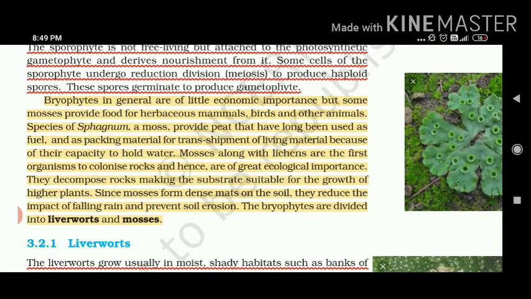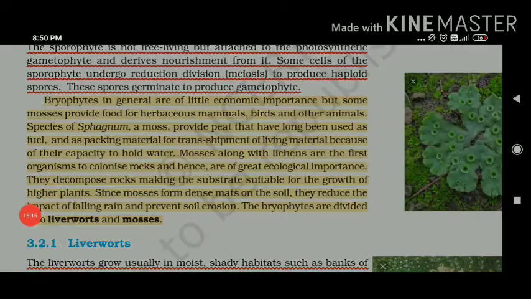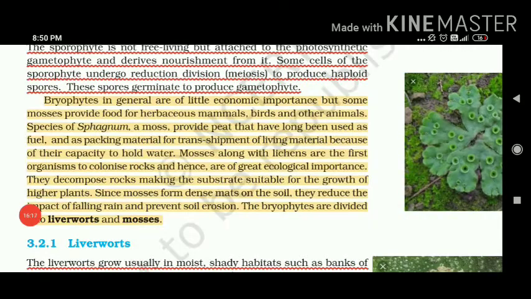The lichens are the first organism that can grow on bare land and mosses are the second organism. Then they can decompose the rocks, making the soil more fertile, and they can also form dense mats on the soil, reduce the impact of falling rain and prevent soil erosion. Bryophytes are further divided into liverworts and mosses.